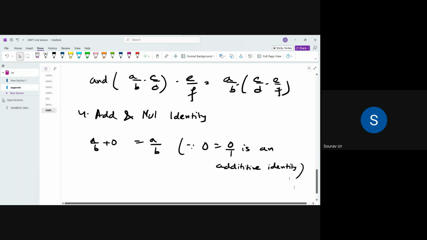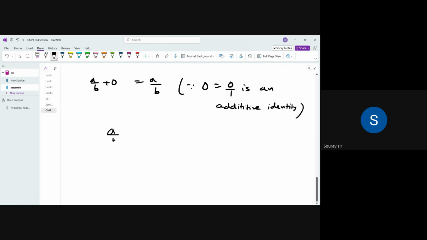Okay, this is one. And A by B multiplied by 1 is equal to A by B. Means 1 is also 1 by 1. This is the multiplicative identity. This is additive and multiplicative identity.